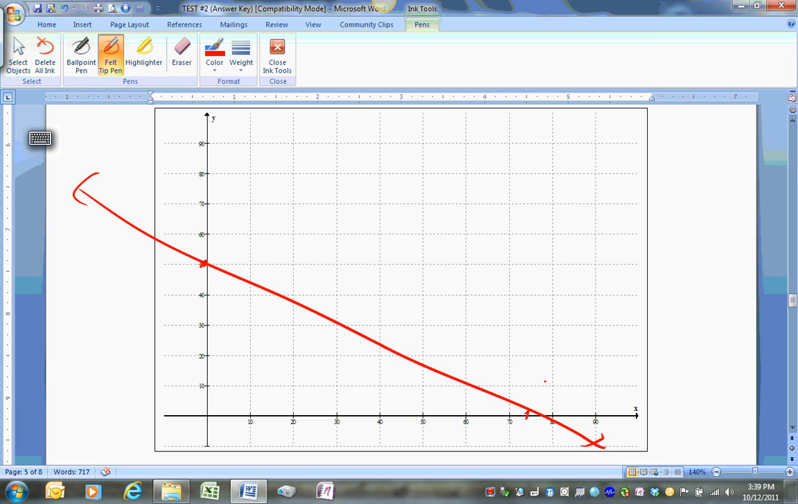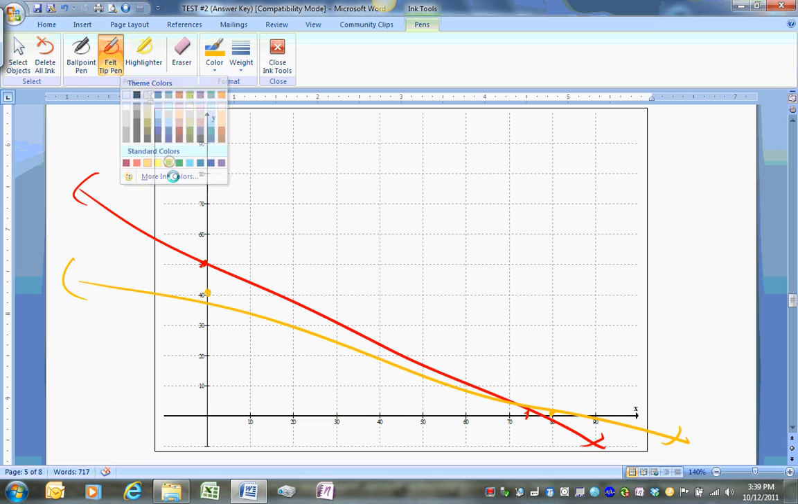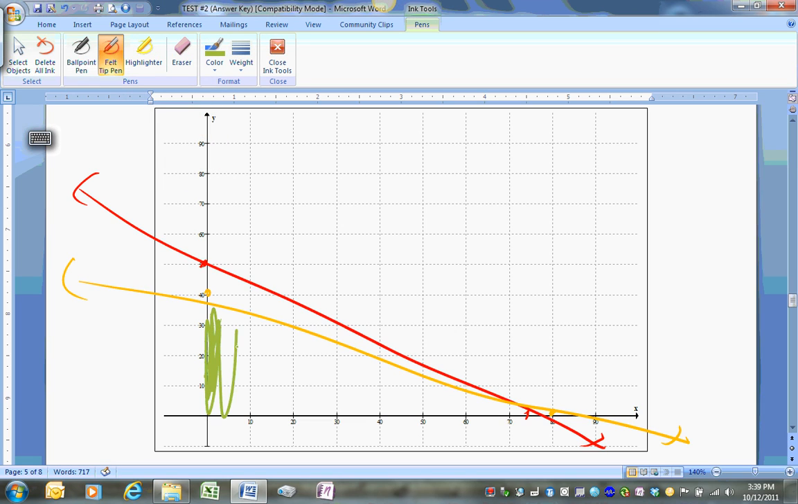So here's 80, 40. So we kind of draw it like that. And of course, we're going to shade only in the first quadrant.